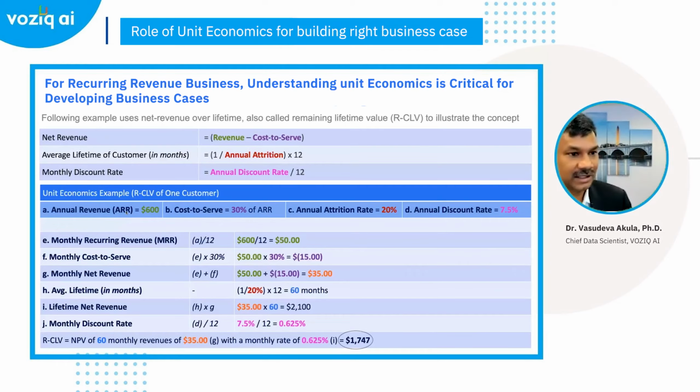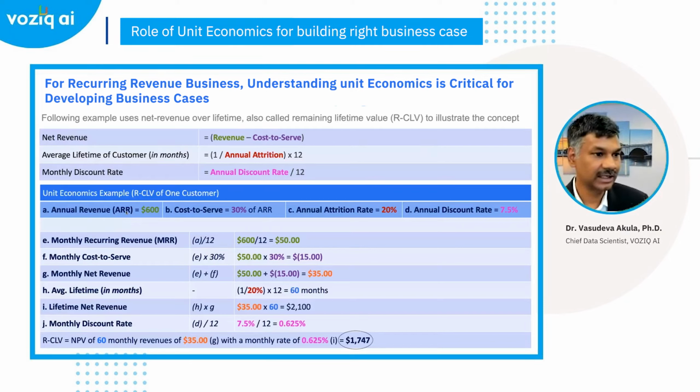Okay, so now let's get into the fun part, right? For recurring revenue businesses, we emphasize understanding unit economics, the value of one customer, which is extremely critical before you start talking about the value of, let's say, 100,000 customers or a million customers, or however many customers you may have. So in this example, let's get some basic terms out of the way and then actually do some fun calculation here.